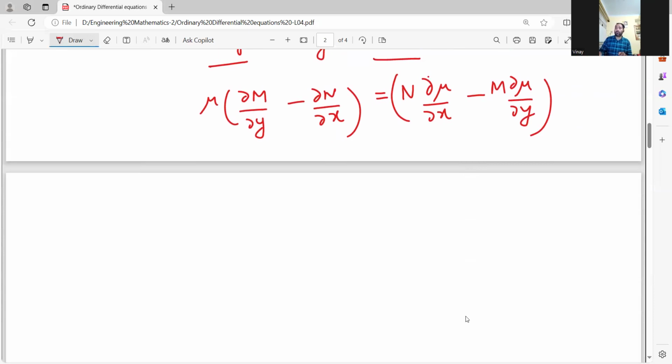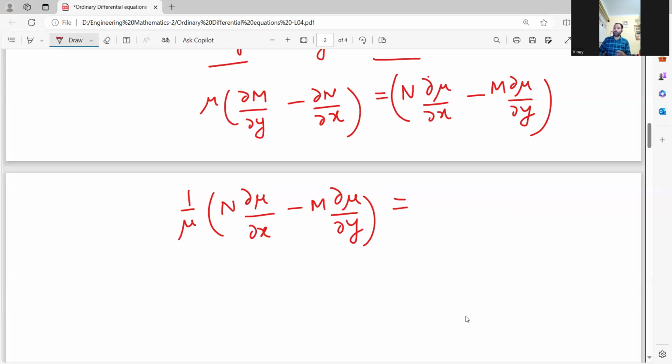Now, what I want is to write it like this. This is not to prove something, rather it is how you find mu. You will see how. Minus M del mu by del y is equal to, I have just taken mu on the right hand side and I have written everything on the left. And so what you are left with on the other side is del M by del y minus del N by del x.